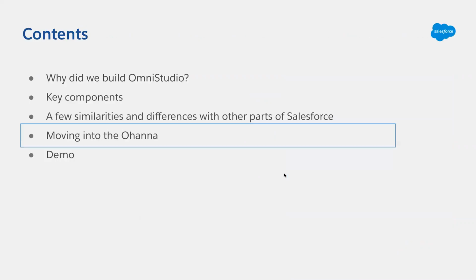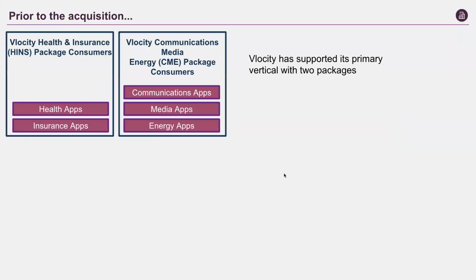All right, a few slides about moving into the HANA. Vlocity was developed in a couple of key managed packages. And if you deploy Vlocity today, you will be using one of these managed packages. One of them supports health and insurance, and we sometimes call this the HINS package. And the other one supports communications, media, and energy.